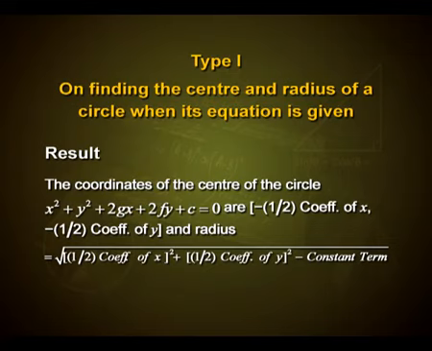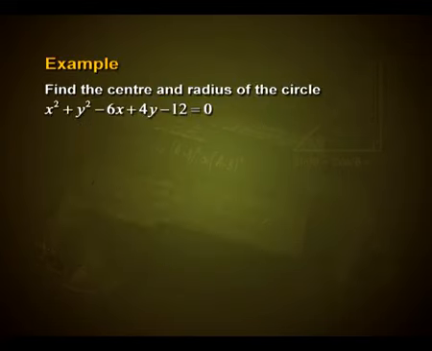Now, let us take up an example. Find the center and radius of the circle x square plus y square minus 6x plus 4y minus 12 is equal to 0. Look up into the solution.